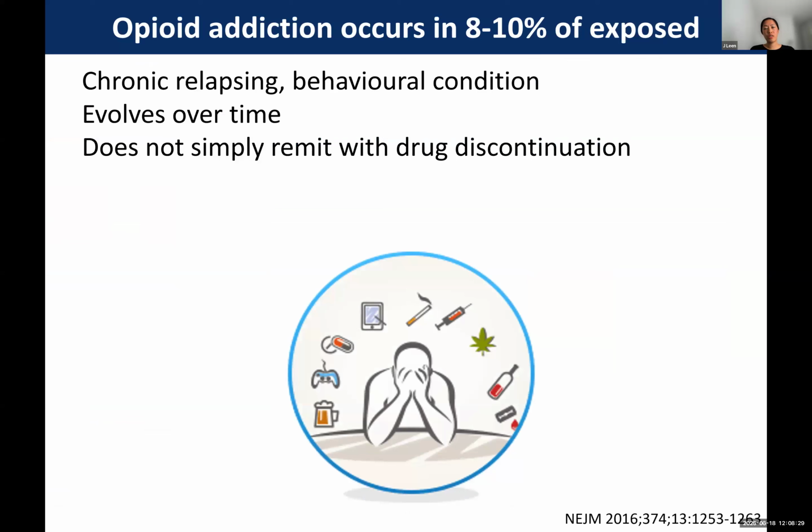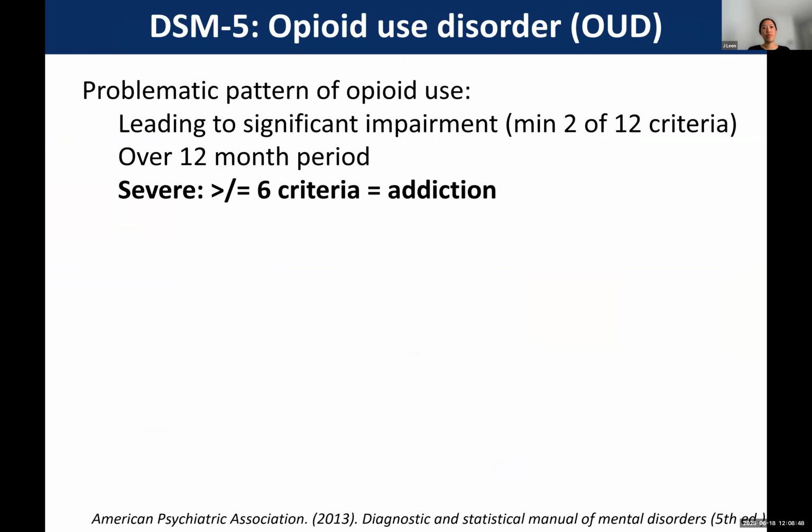So opioid addiction is quite prevalent. In fact, 8 to 10% of people exposed will become addicted. It's a chronic relapsing behavioral condition that occurs over time, and you can't just stop a drug and expect patients to stop their addiction. There is DSM-5 criteria for opioid use disorder, so we can label these patients with the disease if they demonstrate a problematic pattern of opioid use that leads to significant impairment in their function.